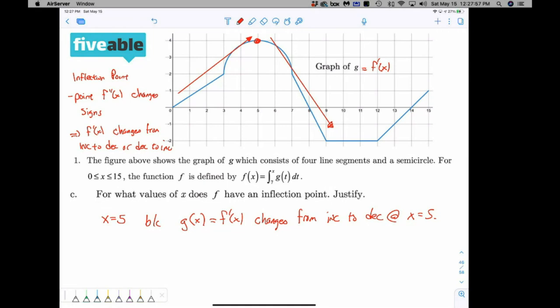Okay, so always make your justifications go back to the given information. This is given information about g, which is really f prime. My justification has to be f prime. That's why you don't see me talking about f double prime changing signs here, because I'm going back to what they gave me. That's how you earn the justification point every time.